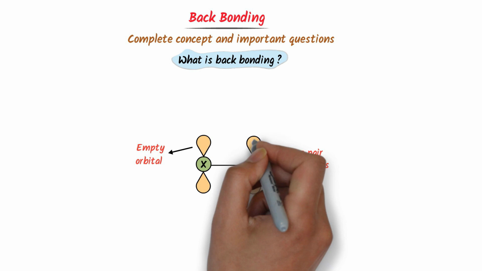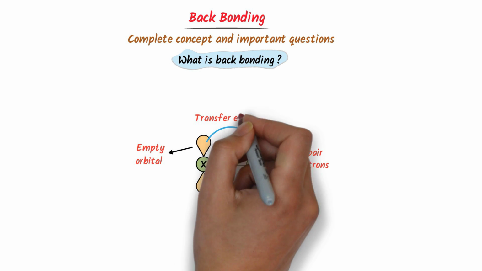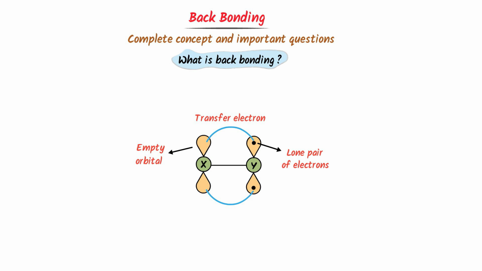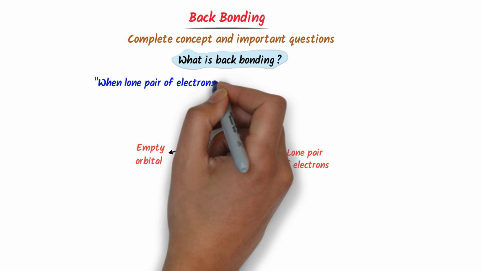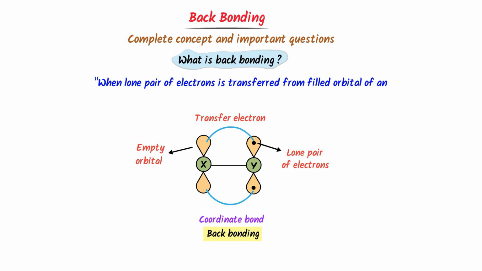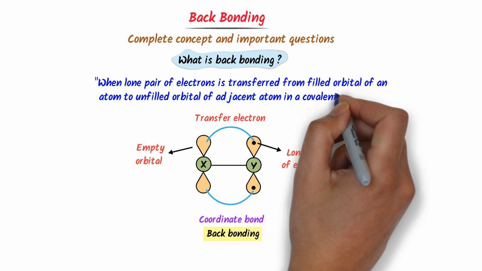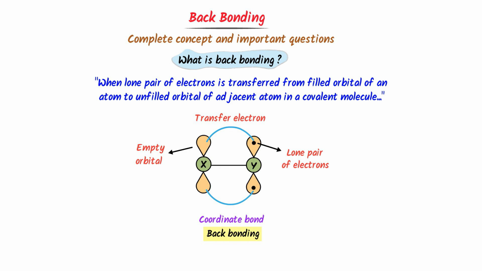Now listen carefully. Y atom donates its lone pair of electrons to X. It is because X atom has an empty orbital. As a result of this transfer of lone pair of electrons, a coordinate bond or dative bond is formed between X and Y atom. This phenomenon is known as back bonding. Therefore, we define back bonding as when a lone pair of electrons is transferred from a filled orbital of an atom to an unfilled orbital of an adjacent atom, an equivalent bond is called back bonding.